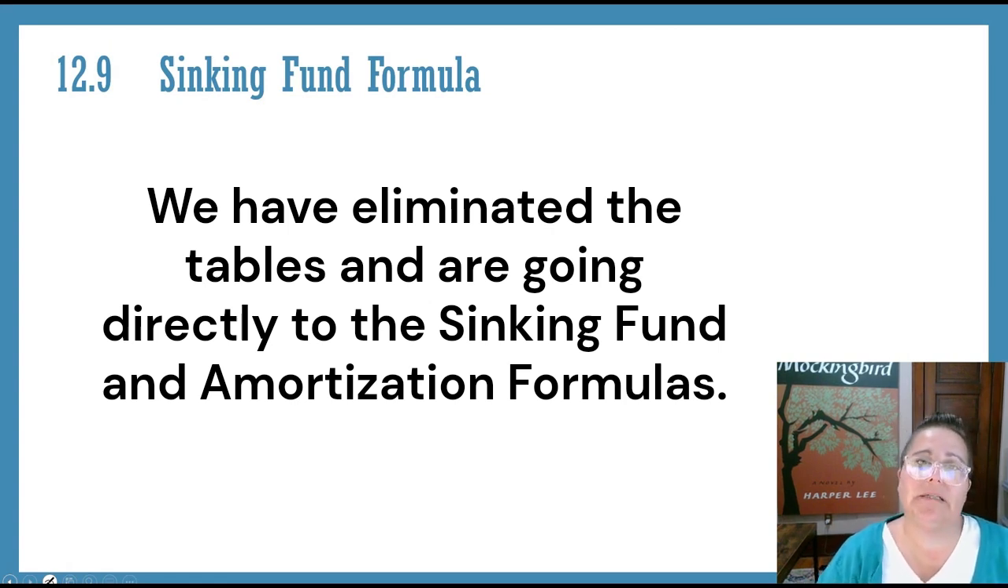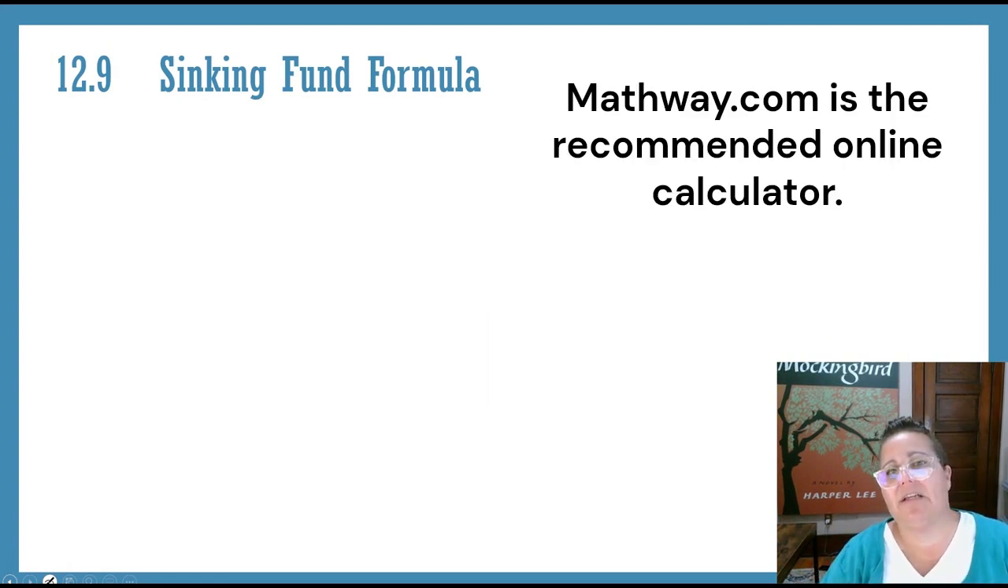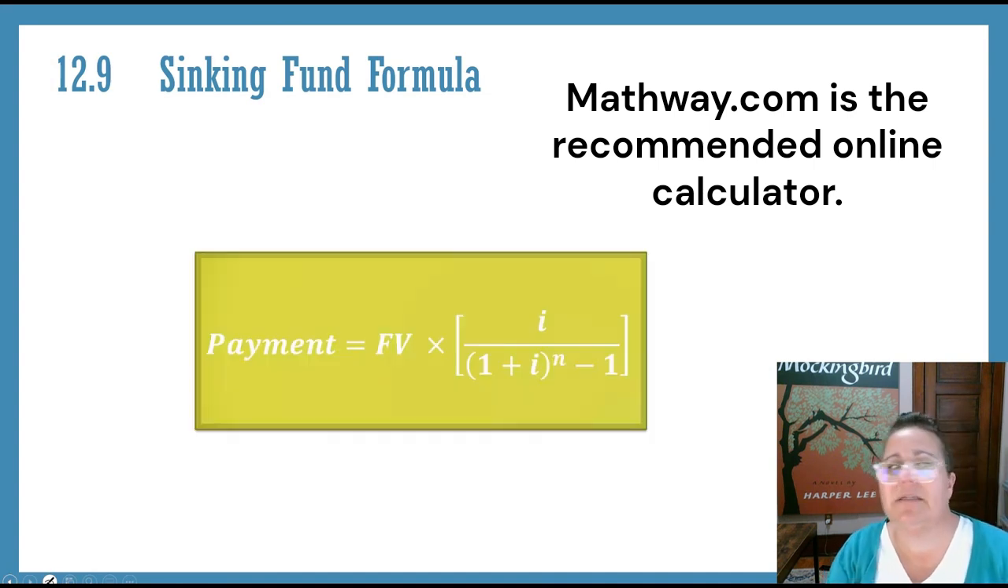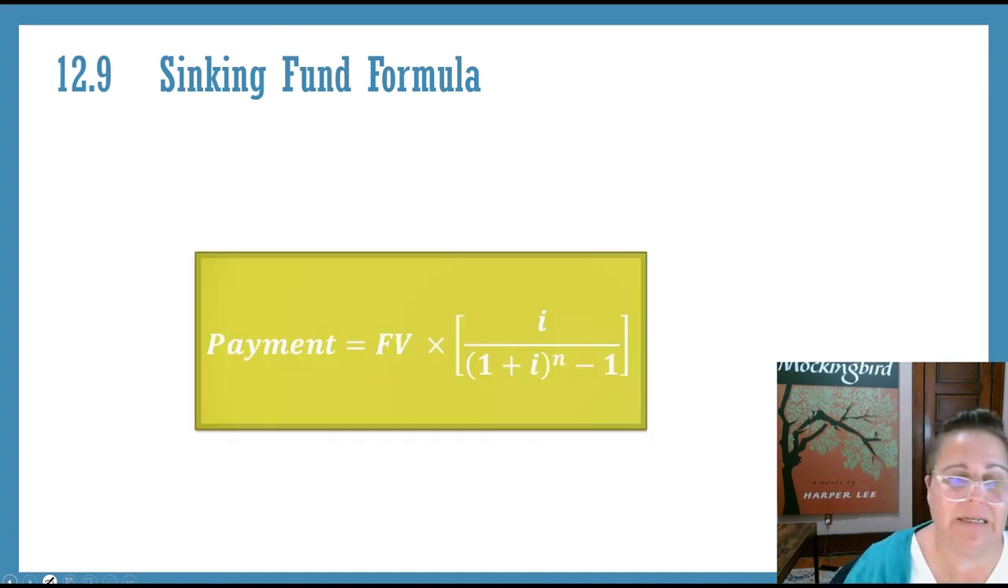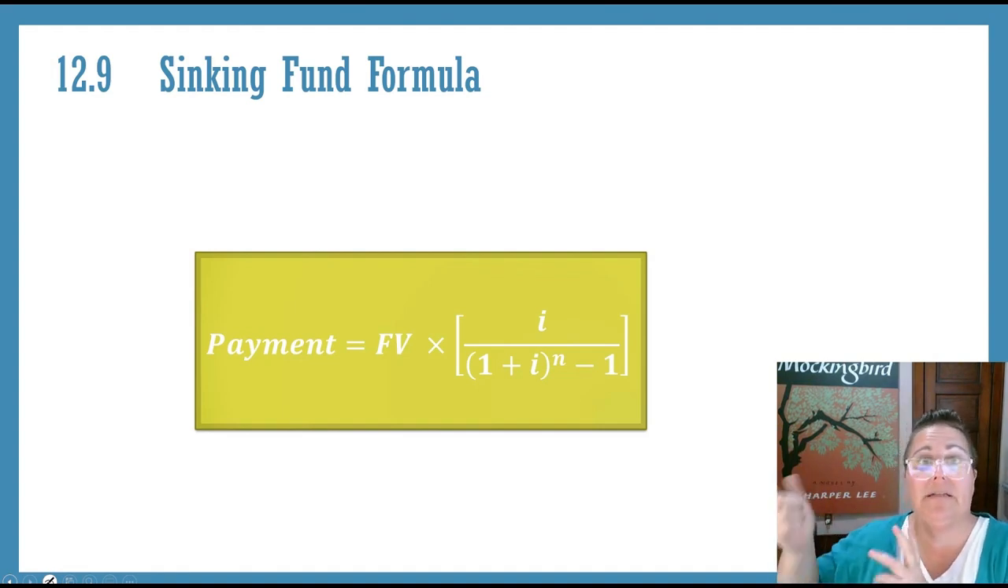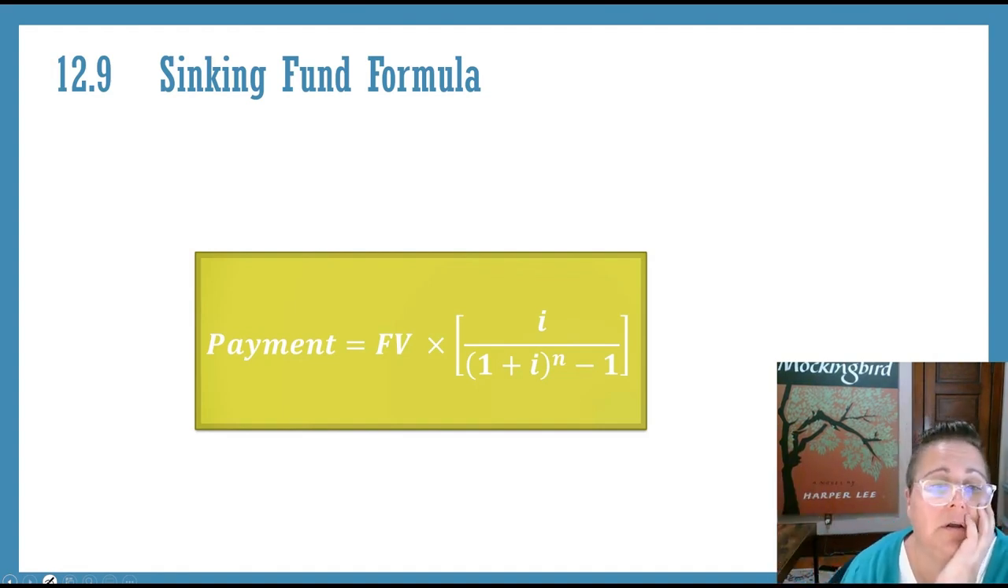There are two formulas in this section, one for the sinking fund, which uses the future value formula, a slight inversion of that, and the other one for the amortization, which uses the present value formula, a slight inversion of that. So let's go. The payment can be found by taking the future value times the interest per period, I, divided by, look at that denominator, 1 plus I to the nth power minus 1. You have to find that entire denominator first.